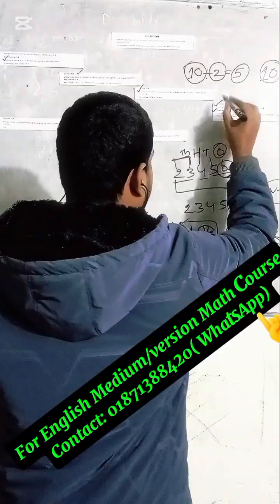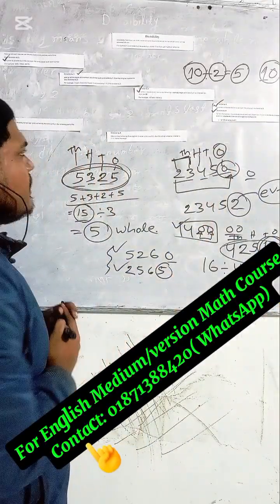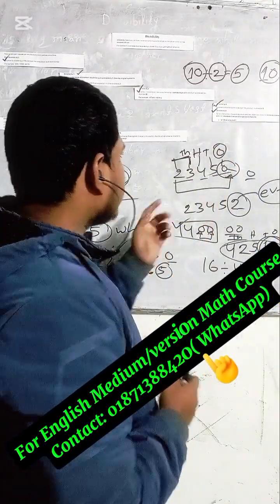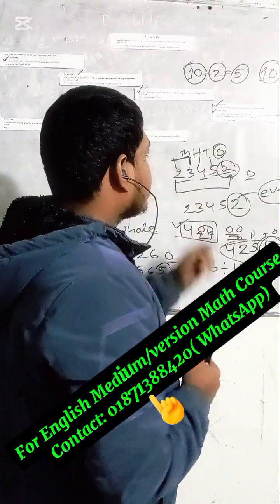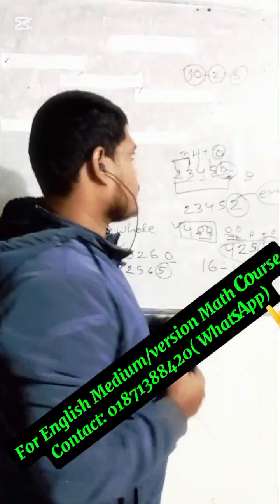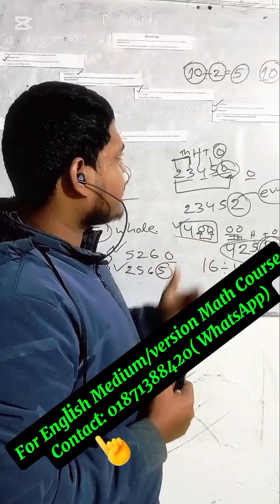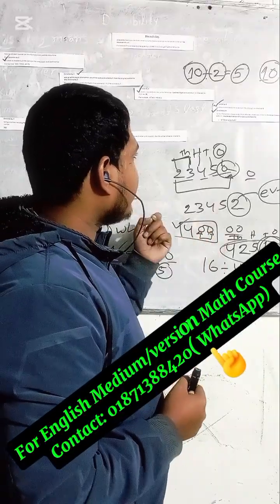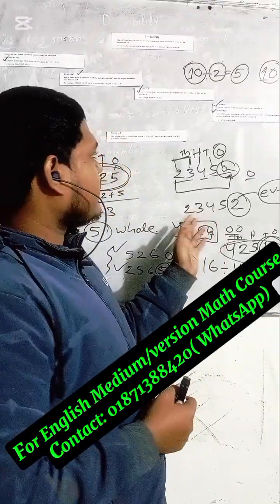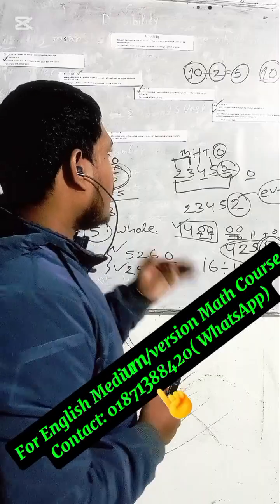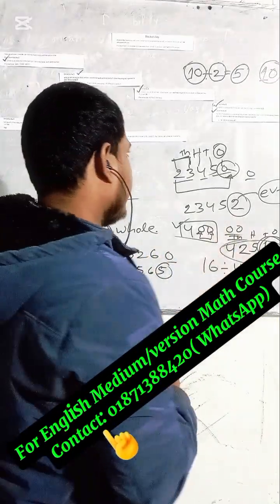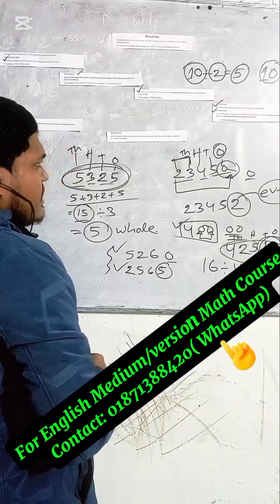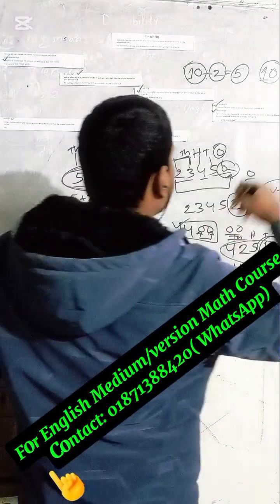The next one, divisible by 6. To check if a number is divisible by 6, it must satisfy two simple rules. It must be divisible by 2, meaning it's even, and divisible by 3, meaning the sum of its digits is a multiple of 3.